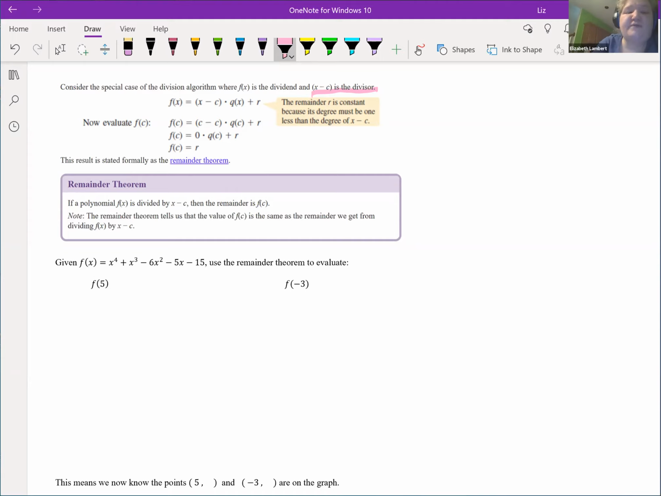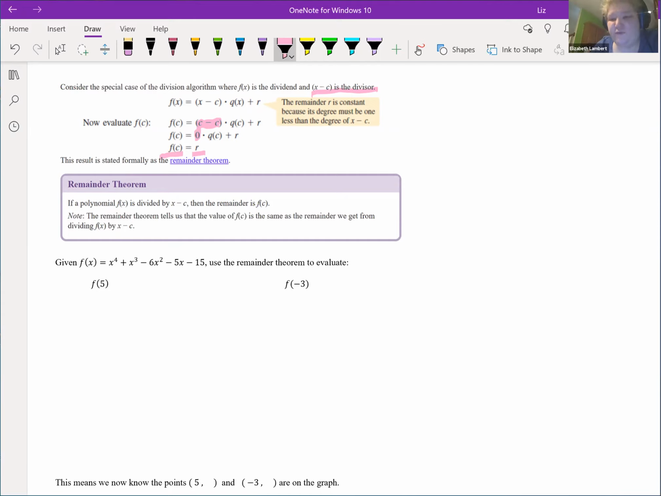So I've got f of c equals, now it's c minus c, which is going to be 0, times q of c, which I don't even care what it is, plus r. So we get f of c is the remainder that I get when I finish with my crazy division. So I take my original function, whatever it is, and I divide by x minus c, or since we're specifically focusing on linear factors, we can use synthetic division here. And what I get is the remainder, which formally we would call the function value.